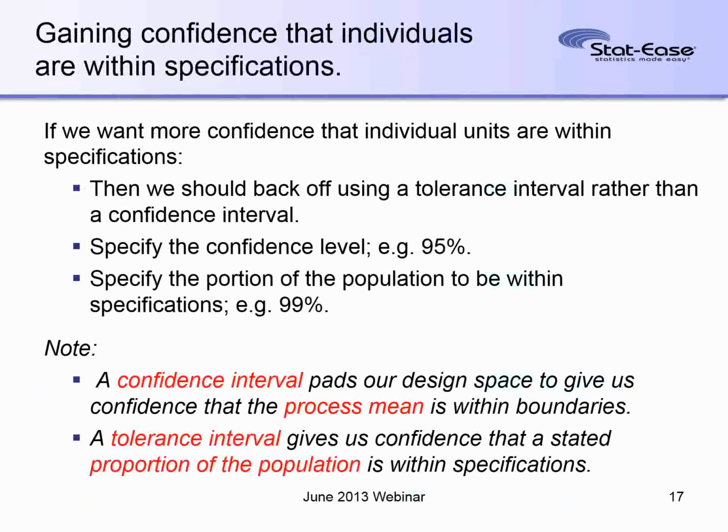But if you apply the tolerance interval, then we're going to back off from that average prediction, still being 95% confident that we've estimated the correct mean and standard deviation, but we're also now going to be trying to include that 99% of the population. That's our standard defaults that we work with in Design Expert, but feel free to change those to match whatever your process requires. So confidence interval pads your design space to give you process mean within boundaries. Tolerance interval gives us that confidence that a stated proportion of the population is within specifications.